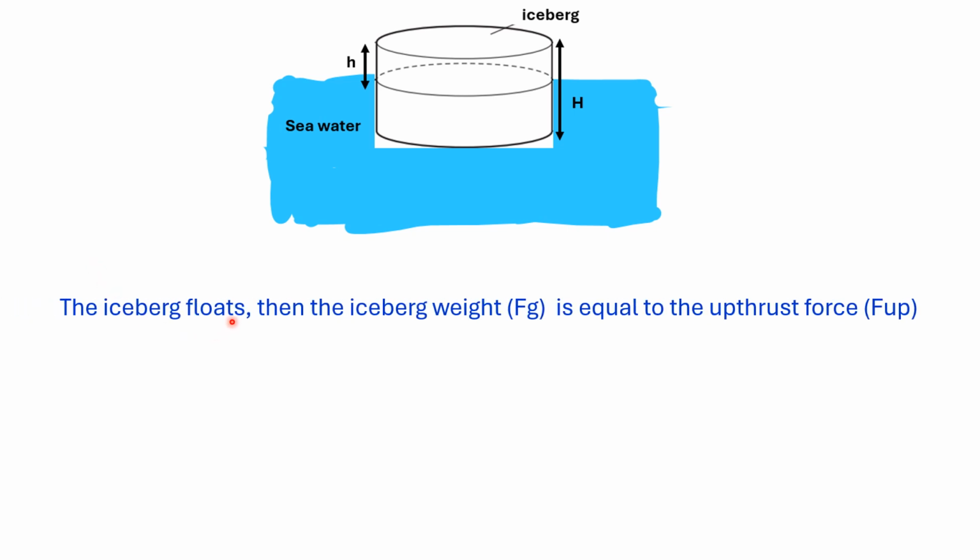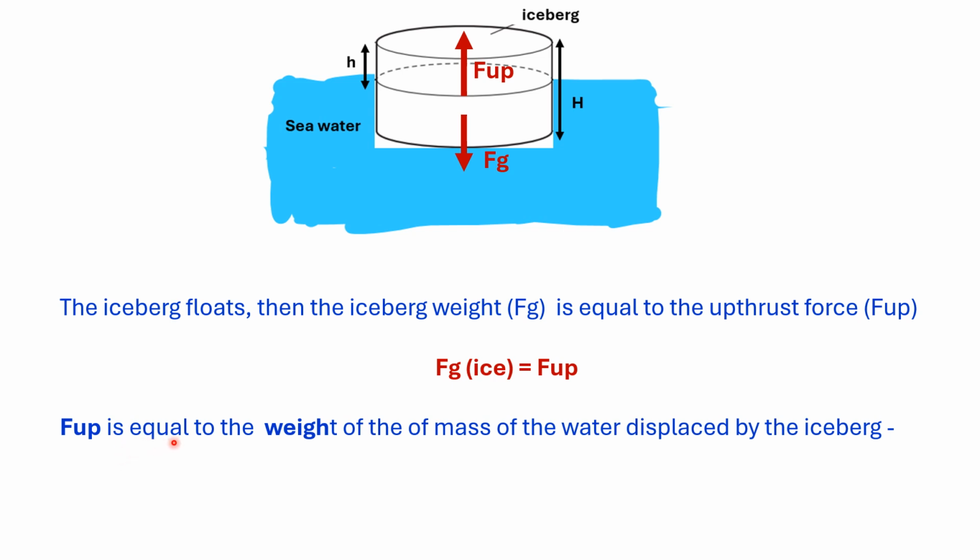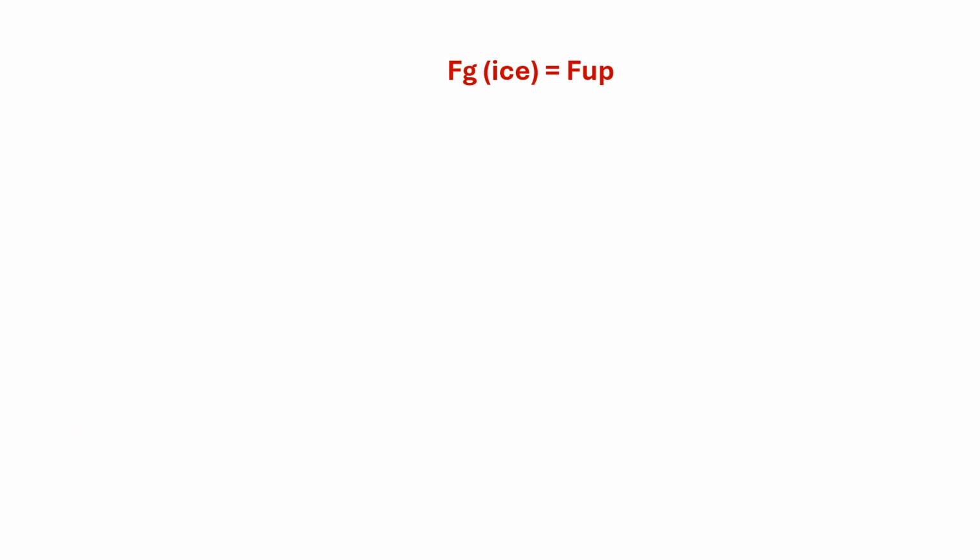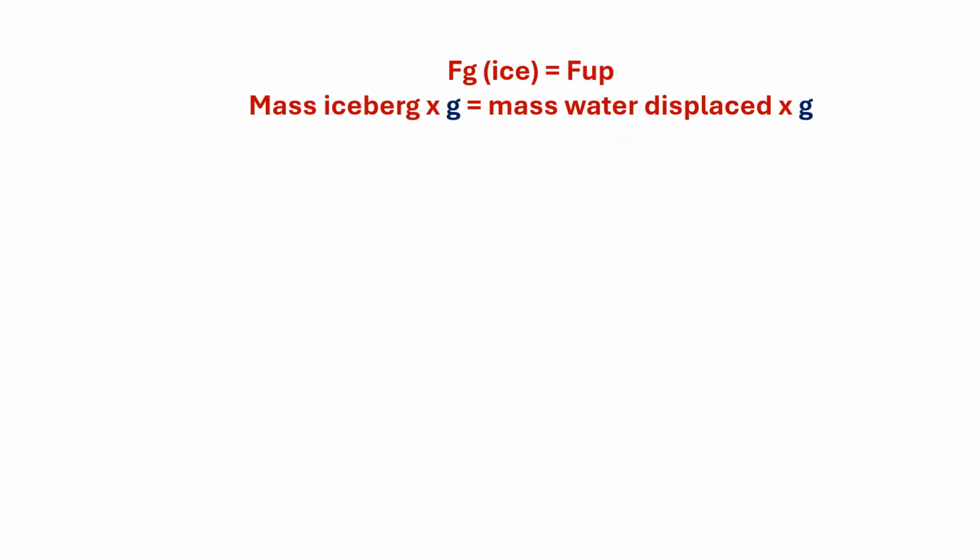Since the iceberg floats, the iceberg weight is equal to the upthrust force. The upthrust force is equal to the weight of the mass of the water displaced by the iceberg, which is the bottom part that is submerged. The weight of the iceberg is the mass of the iceberg times g, and the upthrust force is the weight corresponding to the mass of the water displaced times g.